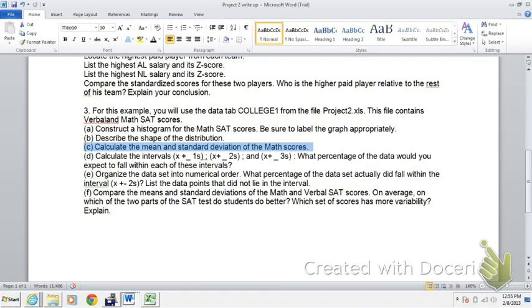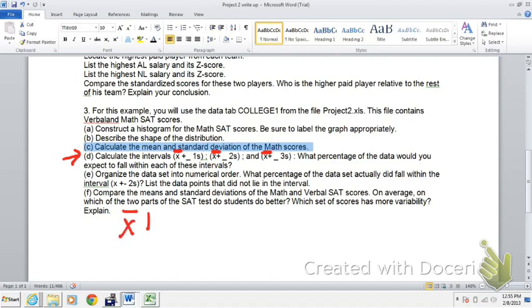Okay, in the next part, in part D, it asks us to calculate the intervals, and that, by the way, should have said X bar. I guess when I pasted into Word, it didn't carry over. But calculate the intervals X bar plus or minus 1 standard deviation, X bar plus or minus 2 standard deviations, and X bar plus or minus 3 standard deviations. And what percent of the data would you expect to fall within these intervals?